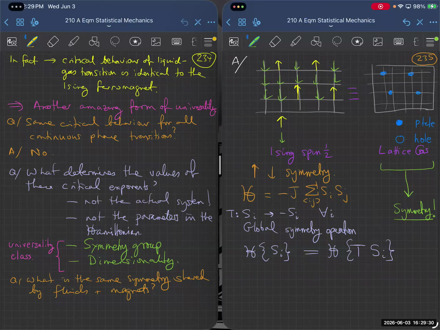Okay, you have a question? Yeah, in the lattice gas, though, why would the constraint not affect things? Because you have to have conservation of particles, right? But you don't have to have conservation of total up or down spins. That doesn't matter at all.